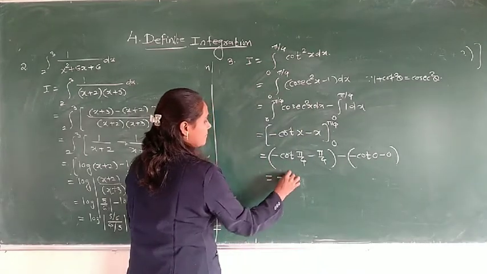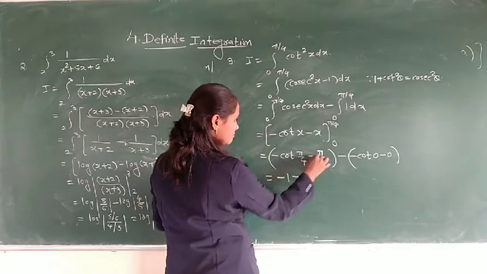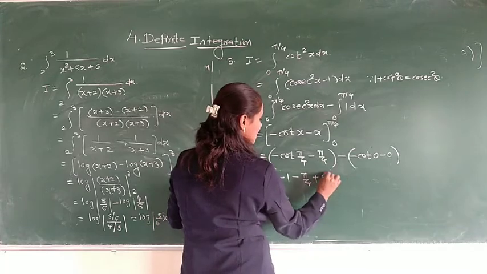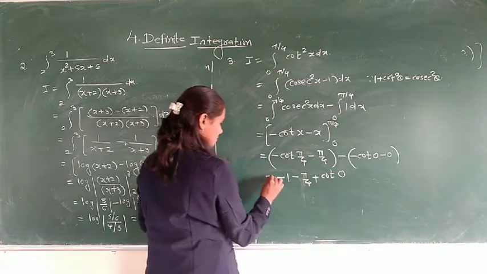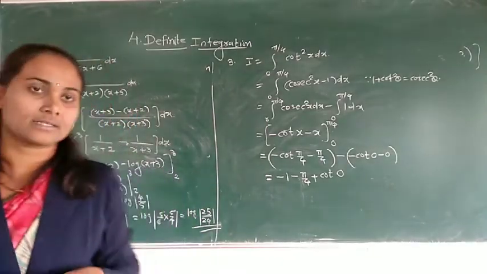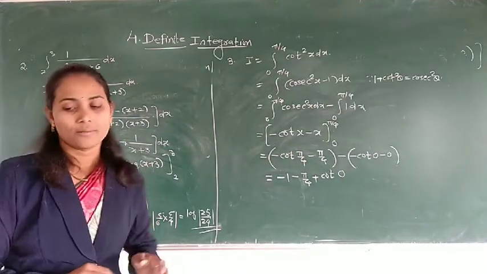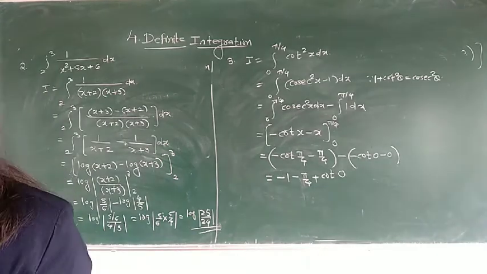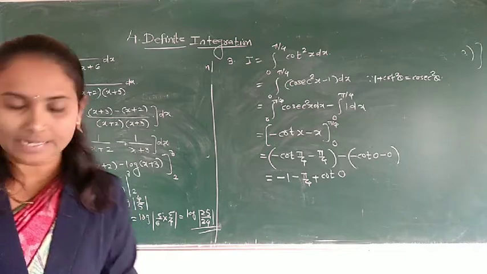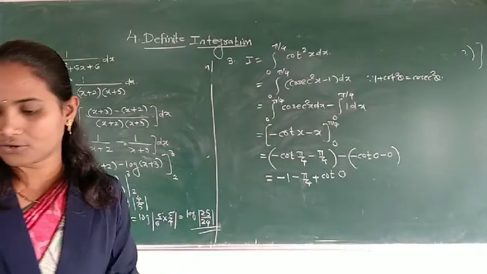Minus cot pi by 4, which is 1, minus pi by 4 as it is. Here it is minus minus, so plus cot 0. The value of cot 0 is not defined, so the answer is as it is: minus 1 minus pi by 4 plus cot 0. The answer in the textbook is incorrect, since the value of cot 0 cannot be defined.